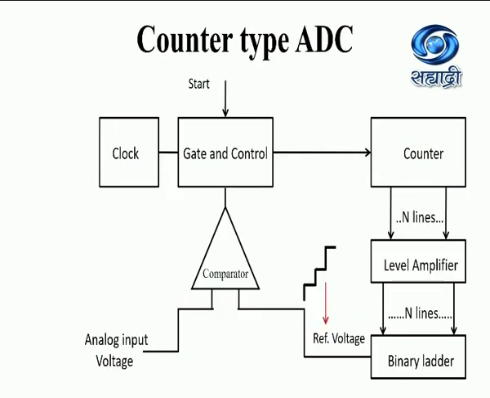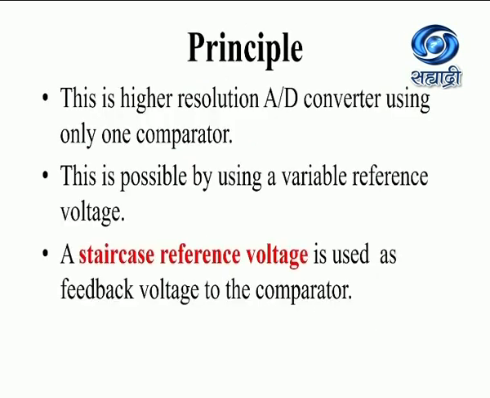This is the block diagram of the counter type ADC. The drawback of the simultaneous ADC is removed by using this type of ADC. Here we can see that only one comparator is used and a staircase voltage is used as the reference voltage. So this is a higher resolution A to D converter using only one comparator. This is possible by using a variable reference voltage.